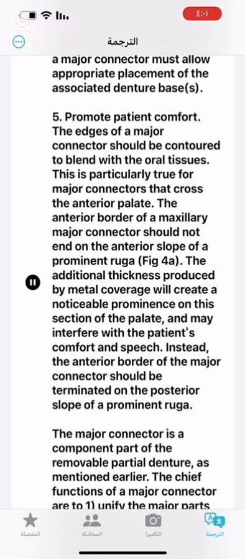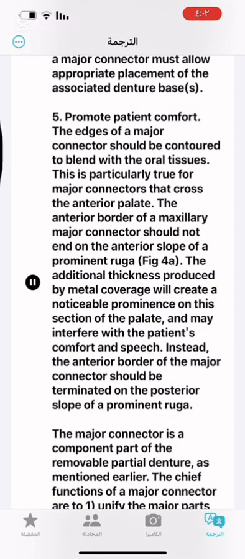Unify the major parts of the prosthesis, 2. Distribute the occlusal force throughout the arch to selected teeth and tissue, 3. Provide cross-arch stabilization to minimize the torque to the teeth. It is through the major connector that other components of the partial denture become unified and effective. Major connectors should be designed and located with the following guidelines in mind.